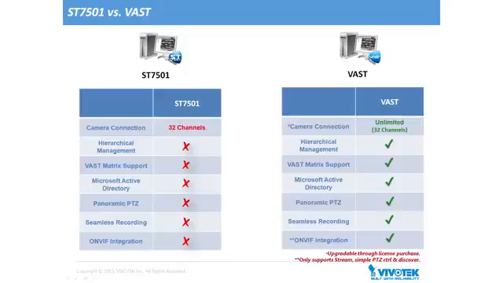On this table, you can see the difference between ST7501 and VAST. ST7501 provides camera connections for a maximum of 32 channels, while VAST provides for unlimited channels, providing 32 channels as a default standard. VAST also supports a wide array of other features, such as hierarchical management, VAST Matrix support, Microsoft Active Directory, panoramic PTZ, seamless recording, and ONVIF integration. With these added benefits, Vivotek has no hesitation in recommending our users upgrade to VAST.